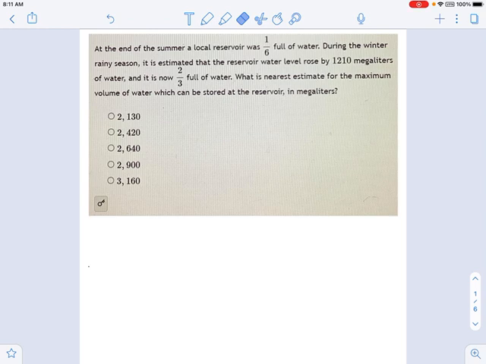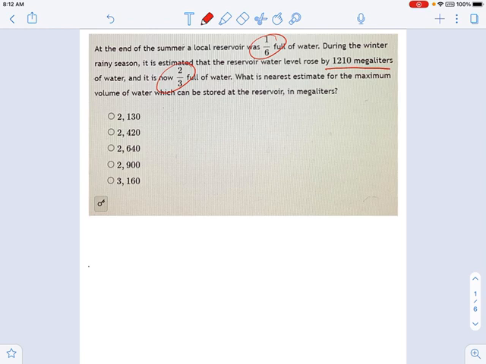Okay, so the way to figure this one out is to focus on the key bit of information that we're given. First of all, how full does it start? How full does it end? But here's the key piece. 1,210 megaliters. Now, a megaliter is just a measure of volume, right? It's a million liters, which is a lot of water.